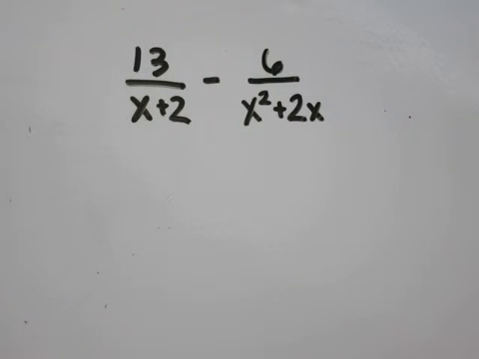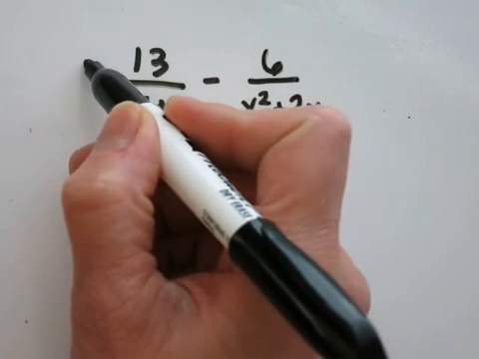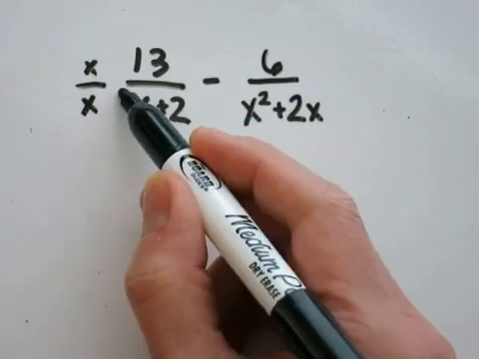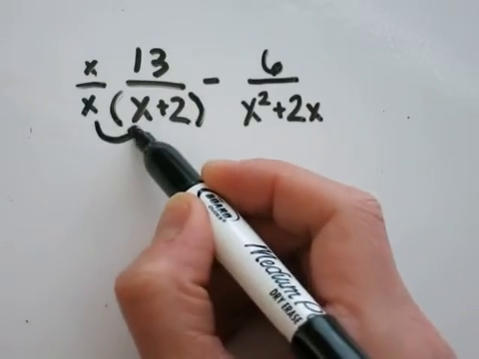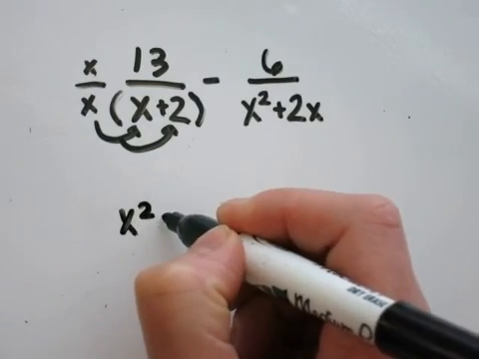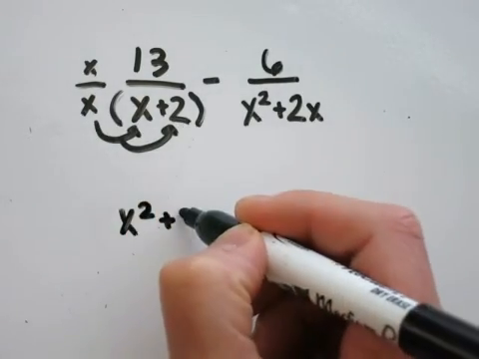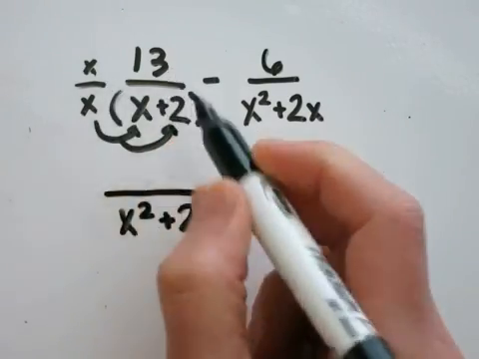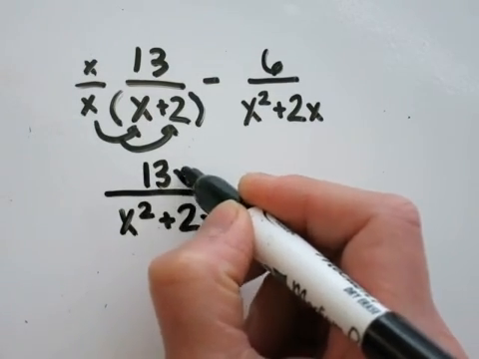Problem 18, 13 over x plus 2 minus 6 over x squared plus 2x. Right away we know we will need a common denominator since we are subtracting fractions. I'll need x squared in the denominator, so I know right away I can multiply x over x. Distribute x times x is x squared. X times 2 is 2x. For the numerator, just x times 13, which is 13x.